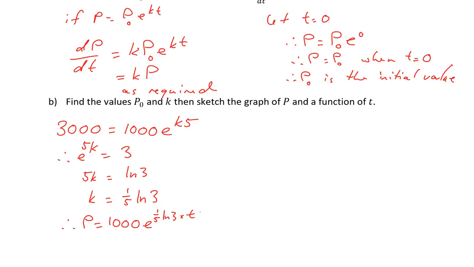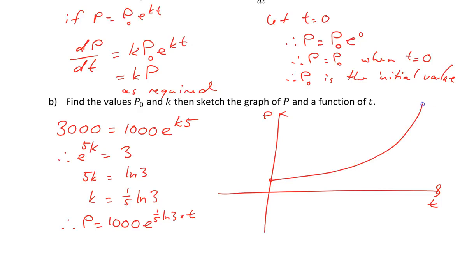Right, that is my graph. Now if I am to sketch this, t here is my independent variable, and this is going to be P. And what's happening is I'm going to start at 1000, because P0 is equal to 1000, and then it climbs exponentially, like this, something along those lines.